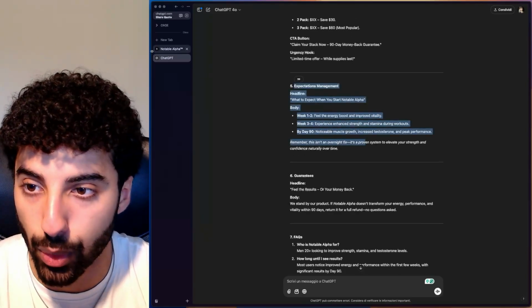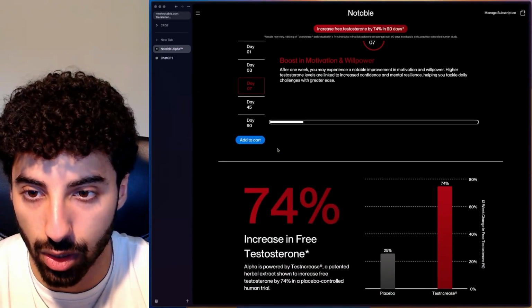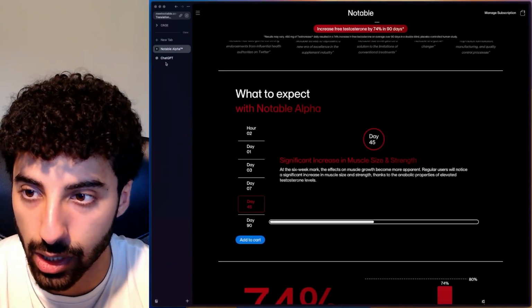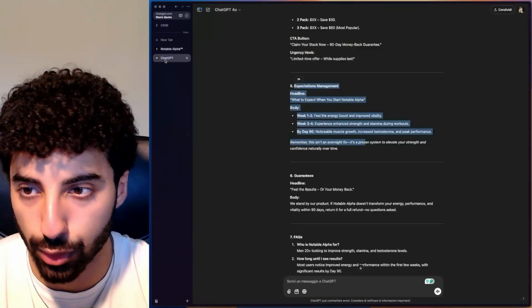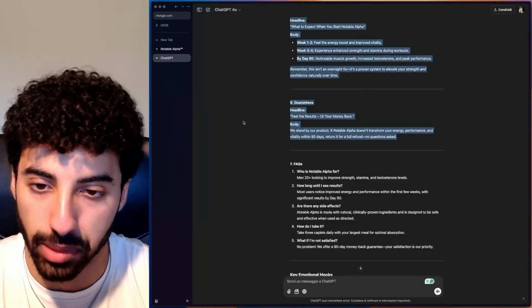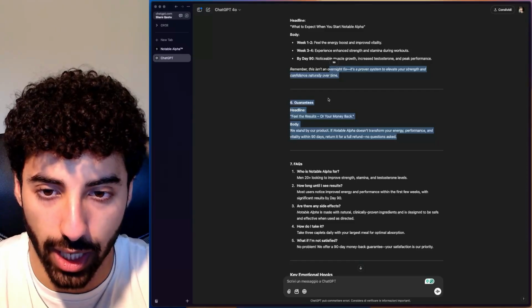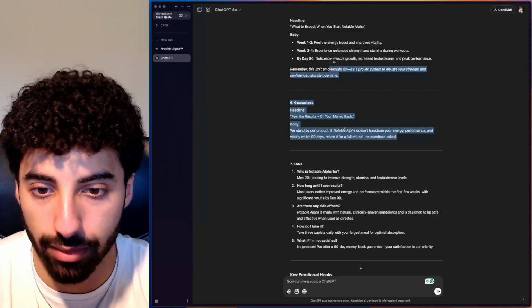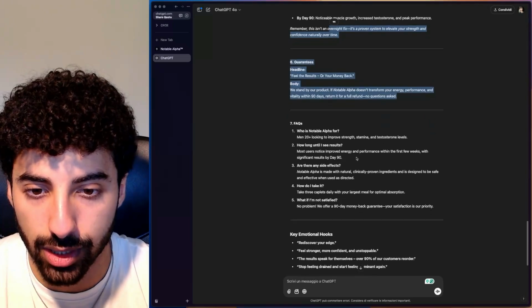Expectation management, they already have a very good section on that on their page, which is the one we've seen here, but we're going to structure it a little bit differently because it's not super clear. Then the guarantees, which depends heavily on what you're selling and what you're running as a guarantee. Here we have our 90 days money back guarantee, then the FAQ.